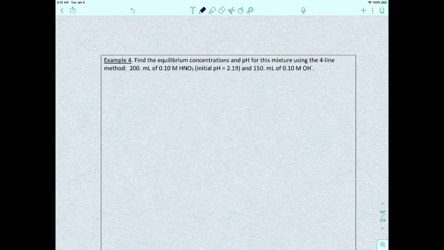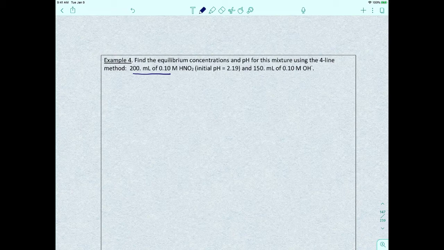Same thing, find the equilibrium concentrations and the pH for this mixture using the 4-line method. We still have 200 mL of 0.1 molar nitrous acid, and the initial pH was 2.19. And now we're mixing it with 150 milliliters of 0.10 molar strong base, hydroxide ion. So we're adding about 50 more milliliters of the base, and we're trying to see what happens next.